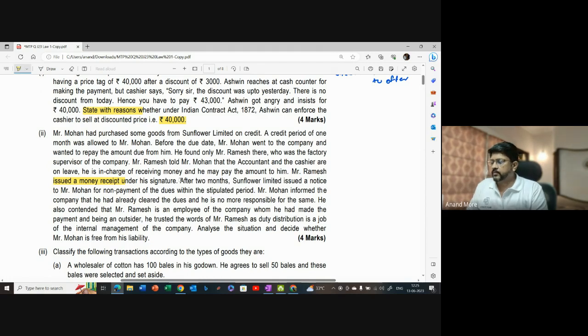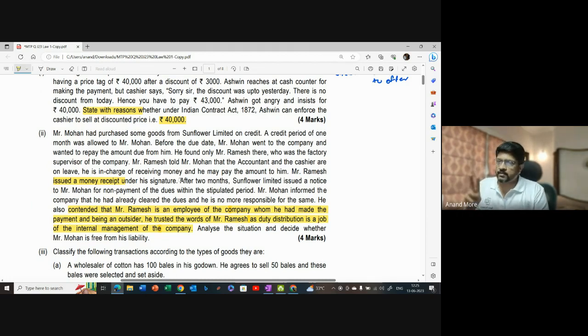Mohan informed the company that he had already cleared the dues and is no more responsible for the same. He also contended that Mr. Ramesh, who is an employee of the company, to whom he had made the payment, and being an outsider, he trusted the words of Mr. Ramesh, as duty distribution is a job of the internal management of the company. Analyze this situation and decide whether Mr. Mohan is free from liability.